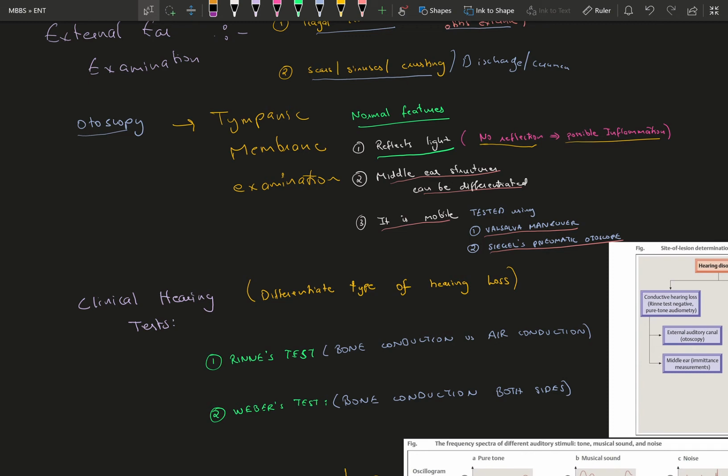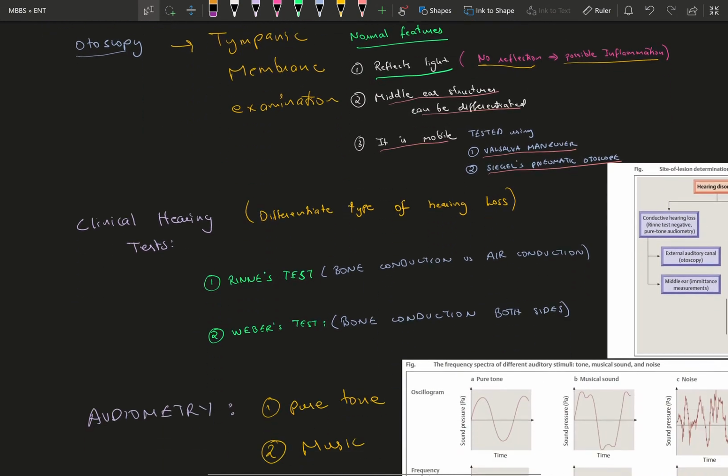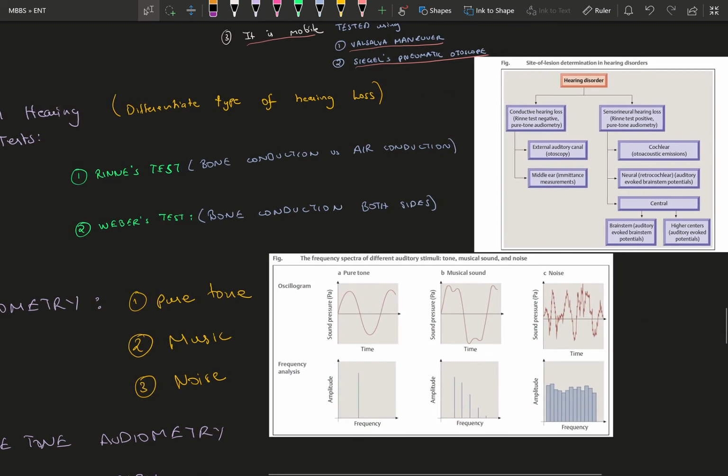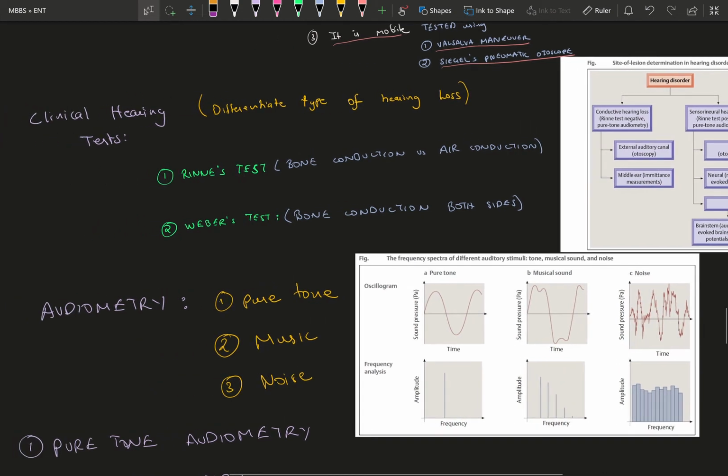Now moving on to the middle ear. So once you go into the middle ear, the very important thing is how you first differentiate the type of hearing loss. You either have a conductive hearing loss or a sensorineural hearing loss. So you need to differentiate between both of them. So you can use either audiometry or clinical test. Both are just counterparts of each other and they work in a similar fashion.